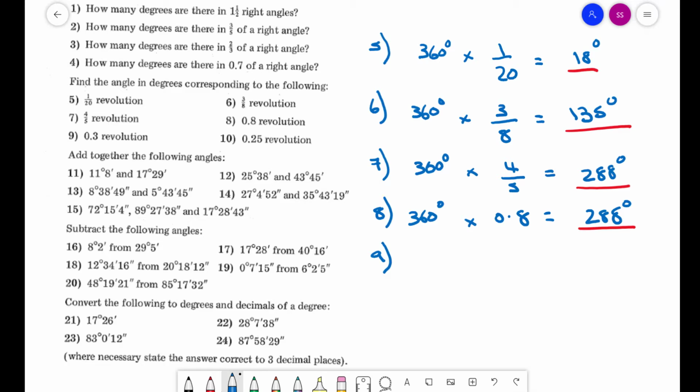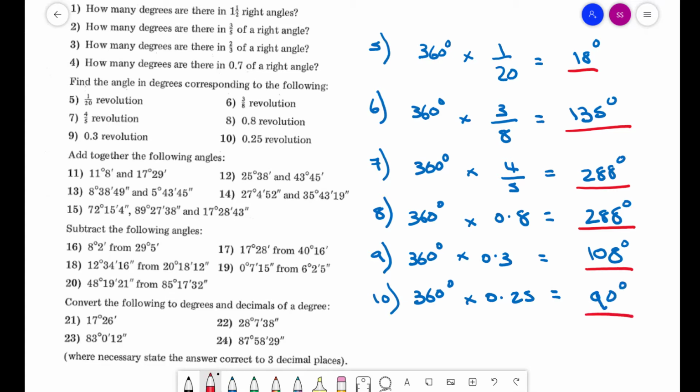Number 9, 0.3 of a revolution will be 360 times 0.3. Typing that in gives us 108 degrees. And then for the last one in this little section, 0.25 of a revolution will be 360 multiplied by 0.25. If we type that into the calculator, we of course get 90 degrees because it's 1/4. So there are the answers to that second section, 5 through 10.